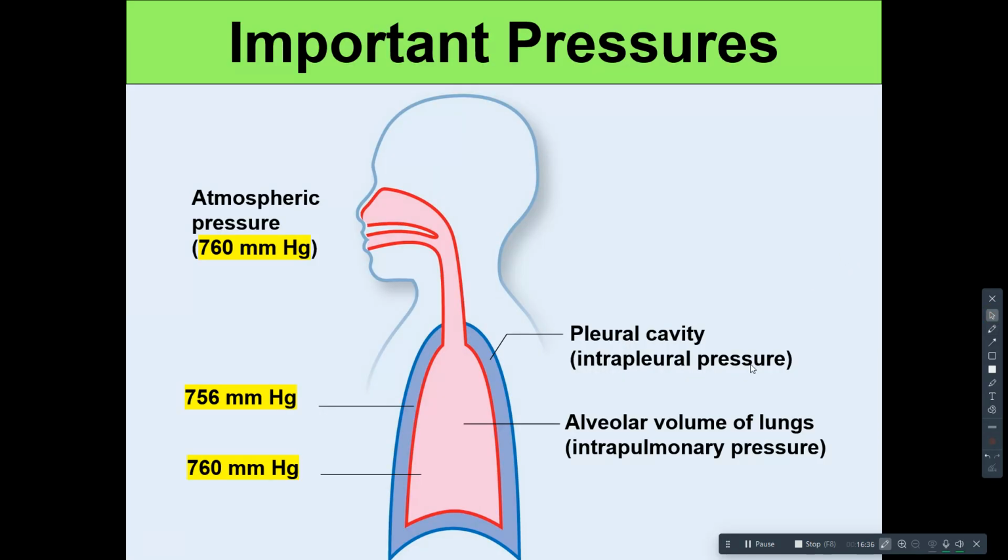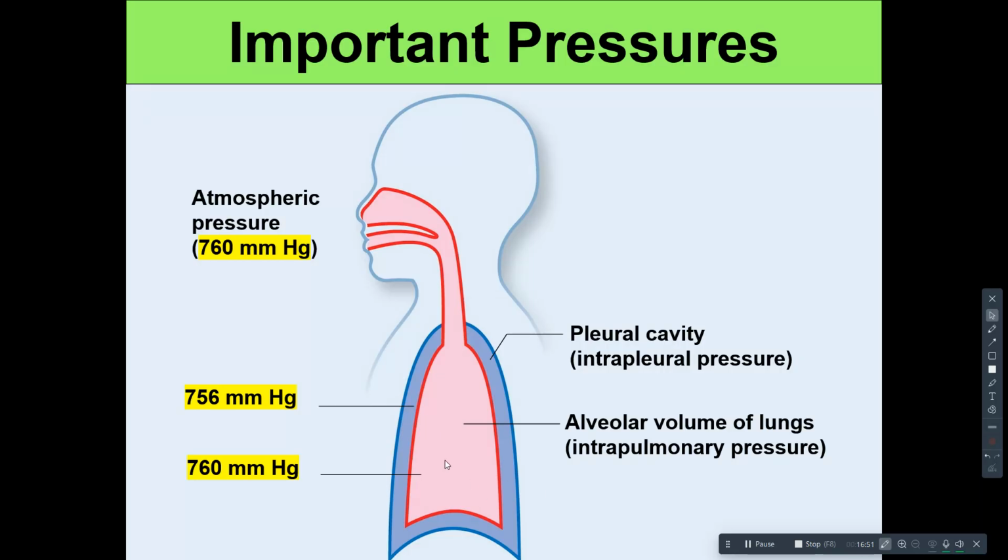Okay, let's shift gears a bit and talk about some pressures. Three pressures we got to be aware of. Atmospheric pressure, which is the pressure of all the air around us. Typical value, 760 millimeters of mercury.